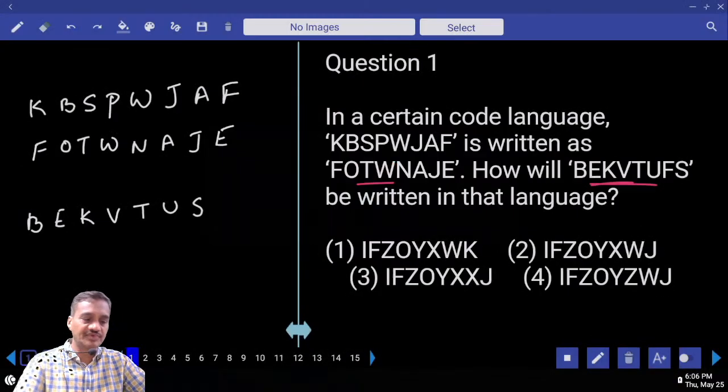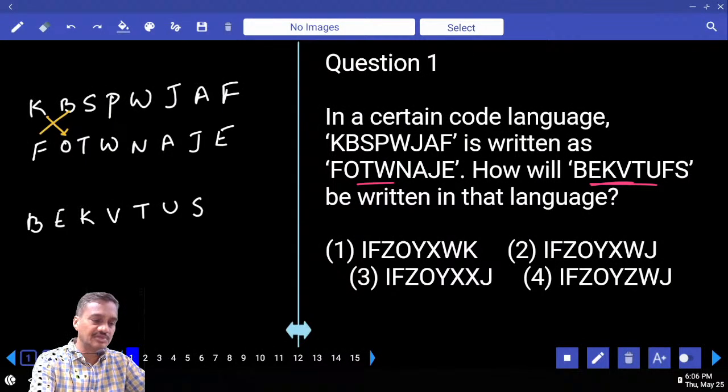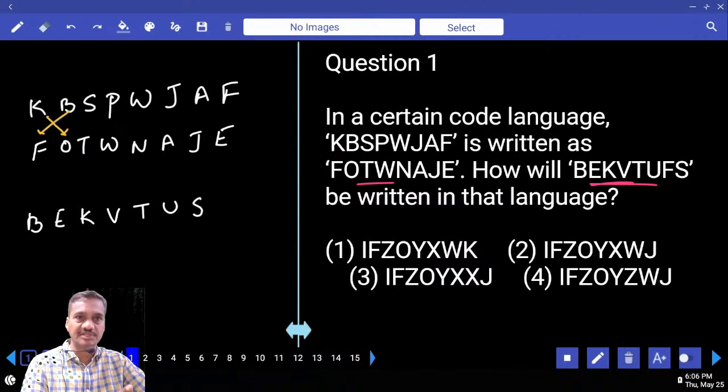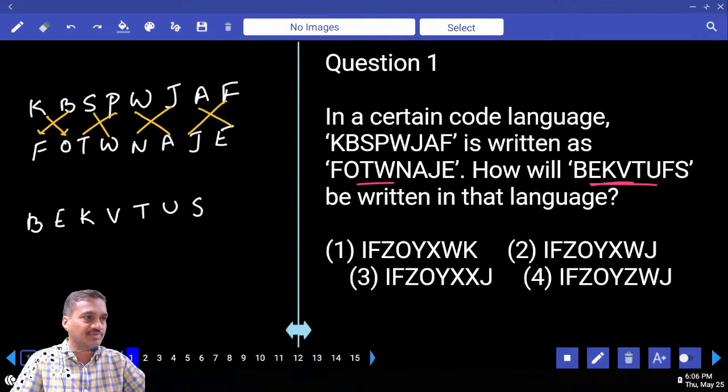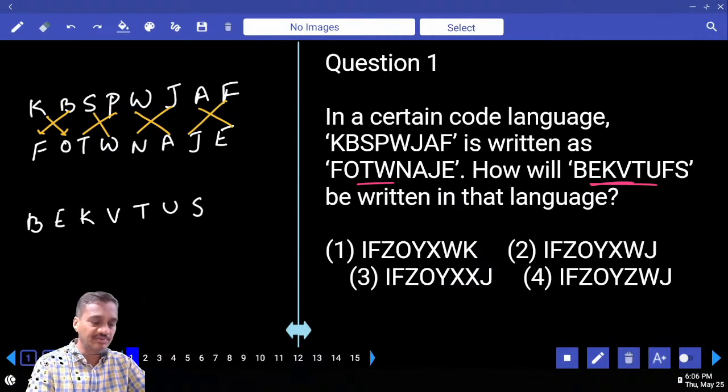Now K and O, if you observe here, K plus 4 is O, B plus 4, then they were reversed. S plus 4, P plus 4, W plus 4, J plus 4, A plus 4, F plus 4. And in the same way, B plus 4 is F, E plus 4 is I, K plus 4 is O, 22 plus 4, 26 is Z.